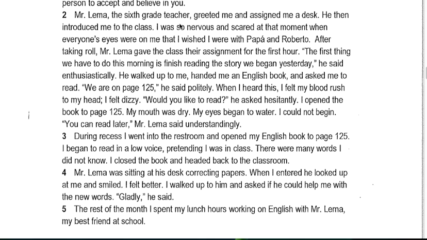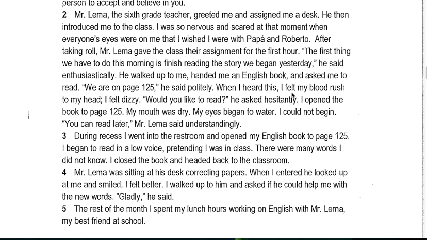Mr. Lima, the sixth grade teacher, greeted me and assigned me a desk. He then introduced me to the class. I was so nervous and scared at that moment when everyone's eyes were on me that I wish I were with Papa and Roberto. After taking roll, Mr. Lima gave the class their assignment for the first hour. "The first thing we had to do this morning is to finish reading a story we began yesterday," he said enthusiastically. He walked up to me, handed me an English book, and asked me to read. "We were on page 125," he said politely.